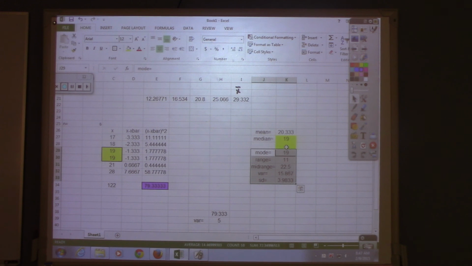Okay, let me move this up. Control X, Control V. All right, mode. Mode again is 19. It's observed, so it's not a big deal. Range. Let's see if the range changed. Mine didn't, because the minimum and the maximum did not change. If the min and max don't change, then the range and the mid-range don't change. All right, variance, we checked all that.